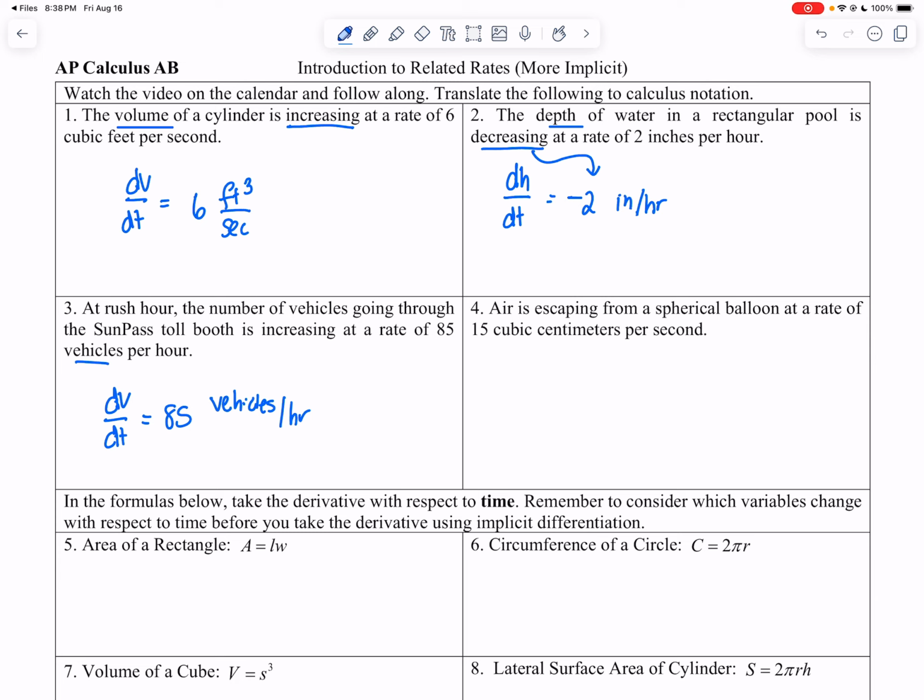And then number four, air is escaping from a spherical balloon at a rate of 15 cubic centimeters per second. Since we are escaping, we know that this derivative is going to be negative. So we have dV/dt, since air is escaping, aka volume is escaping, is equal to negative 15 centimeters cubed per second.